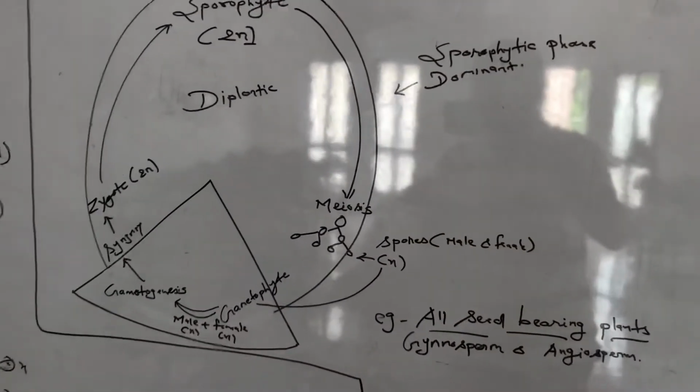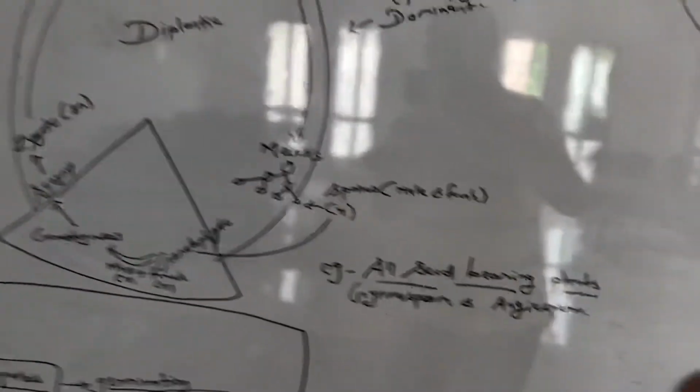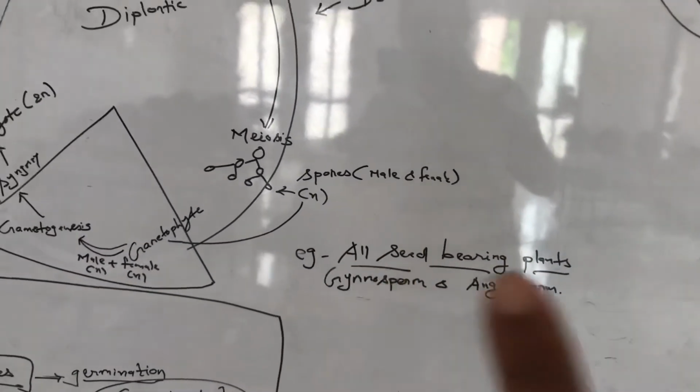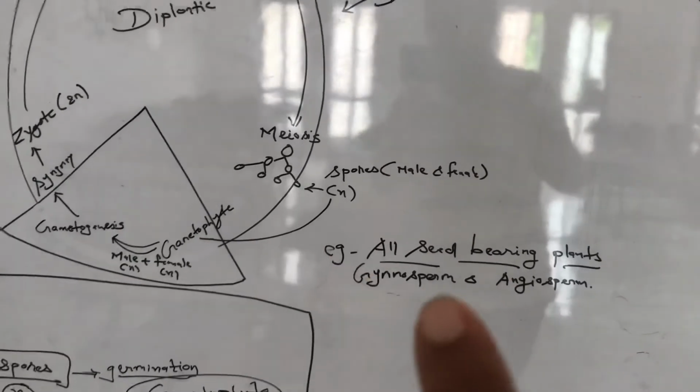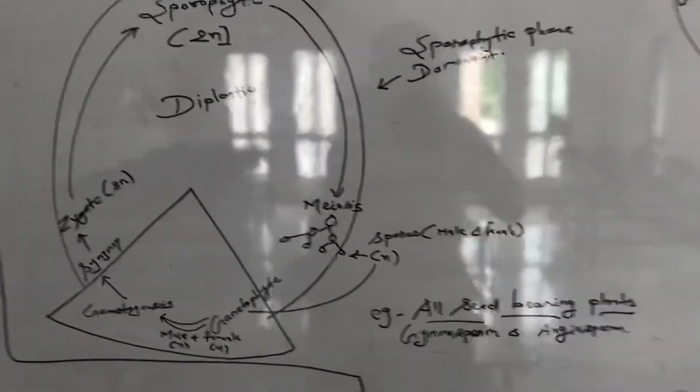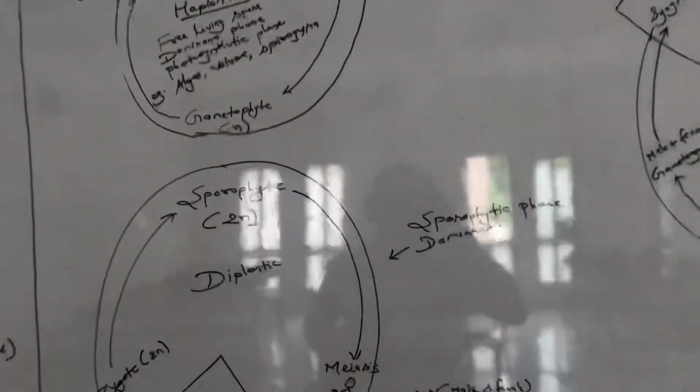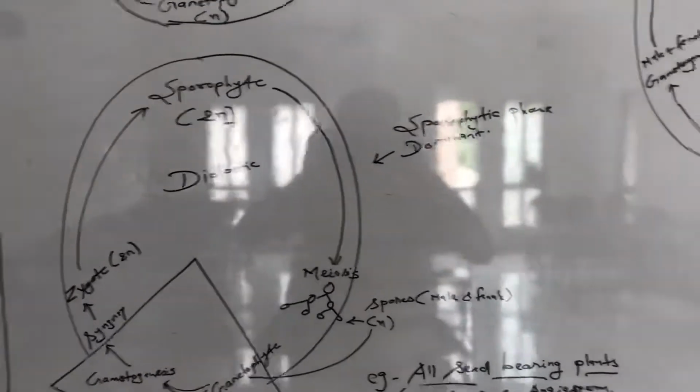Now in this diplontic life cycle, the sporophytic phase is dominant because the sporophyte phase is more. Where does it occur? It takes place in all the seed bearing plants, like angiosperms as well as gymnosperms. So this is about the haplontic cycle, and this is about the diplontic life cycle.